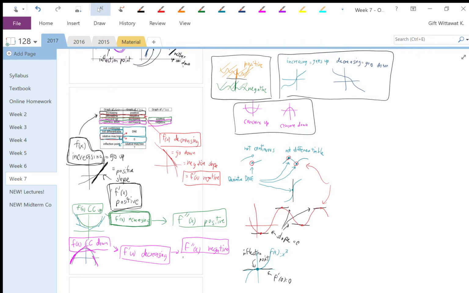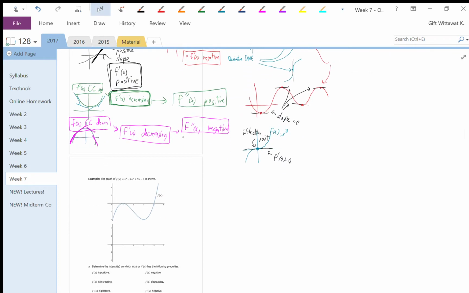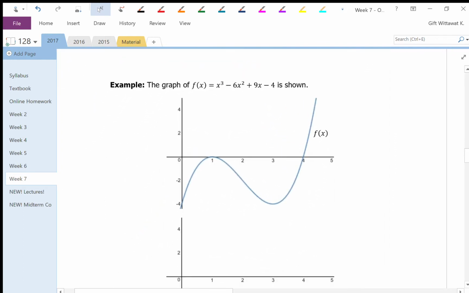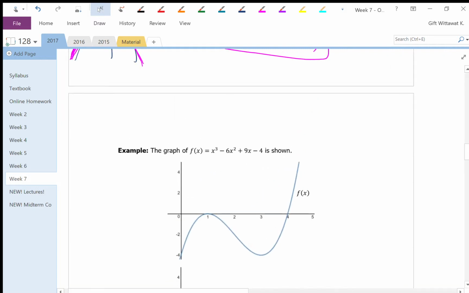So that's a lot of theory. So let's get into the example. Let's say I have this graph of f of x equals x cubed minus 6x squared plus 9x minus 4.